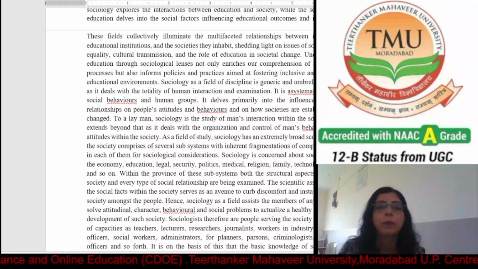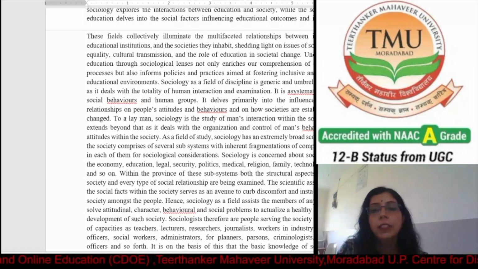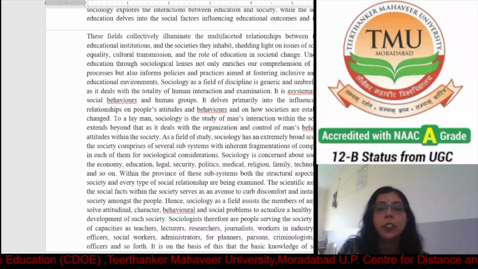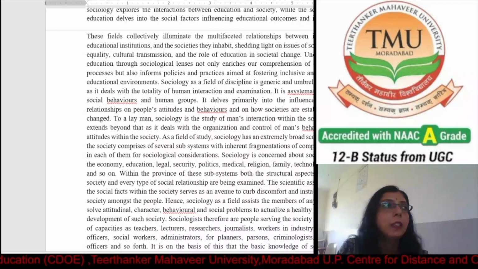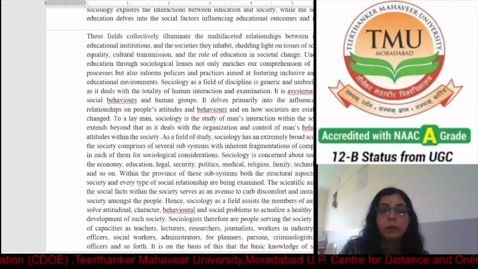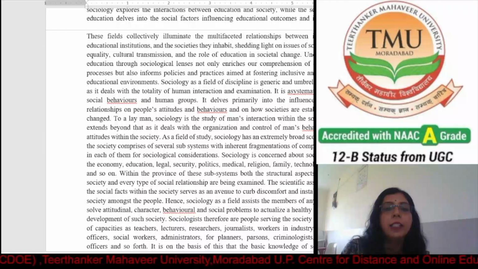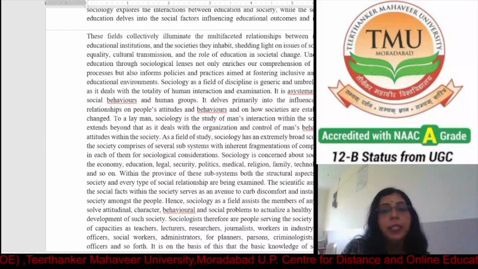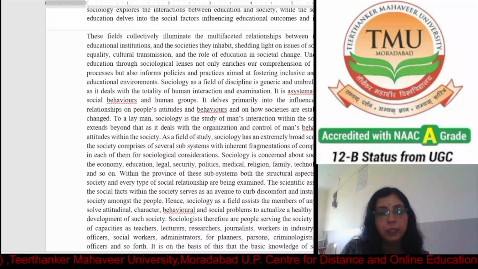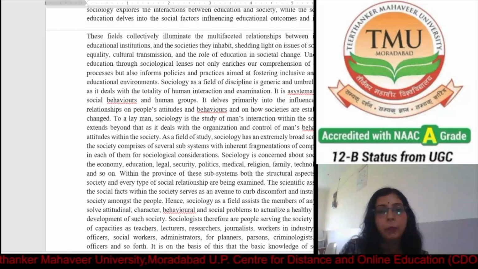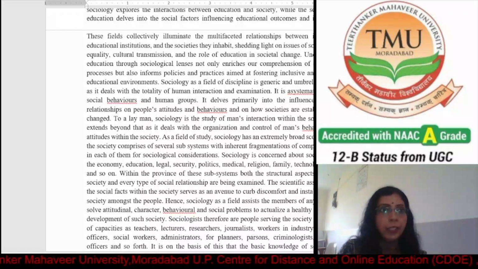Sociology and education are two branches of knowledge concerned essentially with man and his life. The relationship between sociology and education has always been a subject of debate. Both are mutually interrelated and interdependent disciplines. They are dependent on each other. So interdependency is there, mutually related or interrelated with each other.